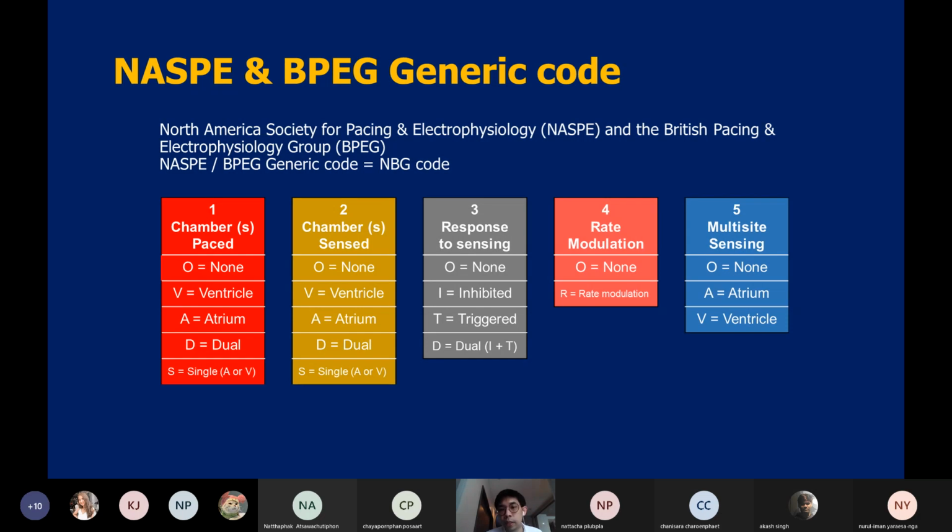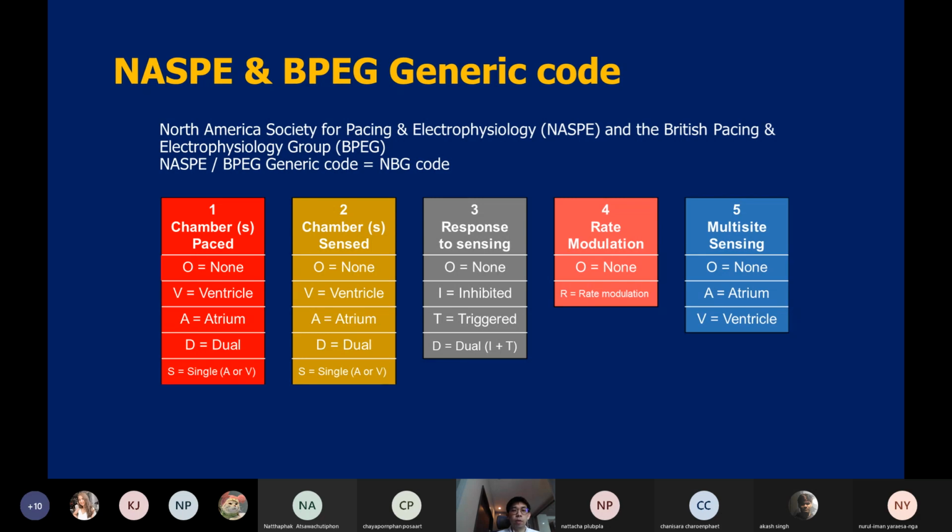And number 5 is multi-site sensing. Multi-site sensing is a function where in one lead there are multiple electrodes that could sense from different parts of the heart. For example, if you have multi-site sensing in the ventricle, you could sense from different parts of the ventricle, like 3 or 4 sites. This would represent the fifth code of the pacemaker, but we don't usually use the fifth code.